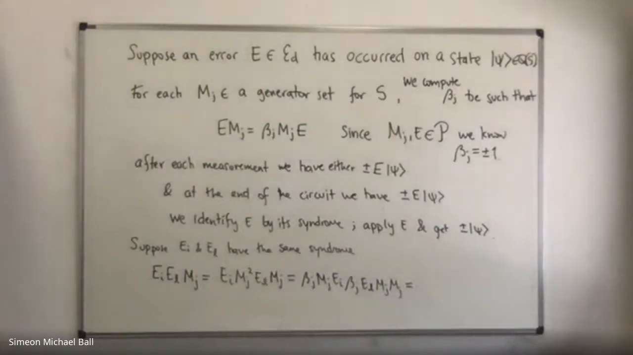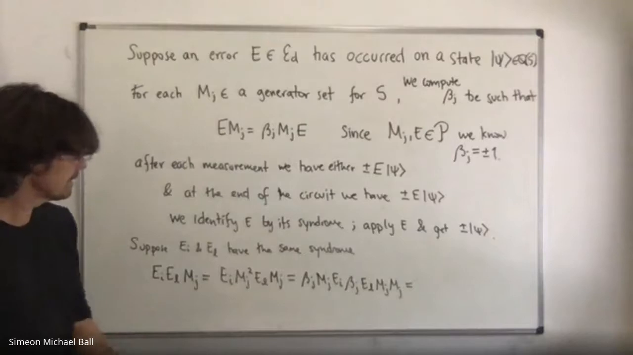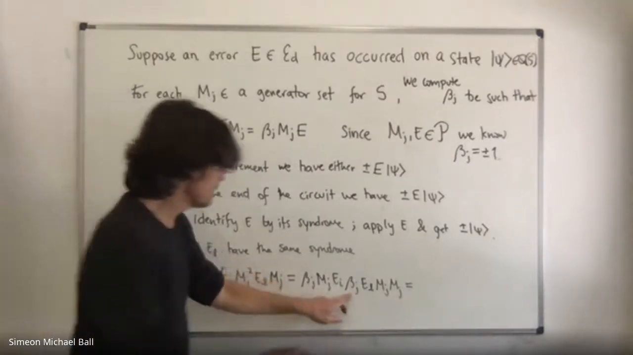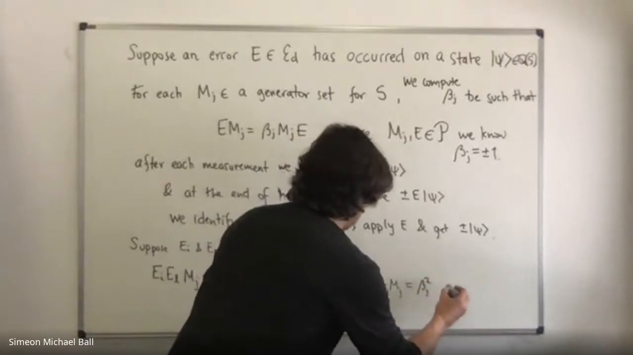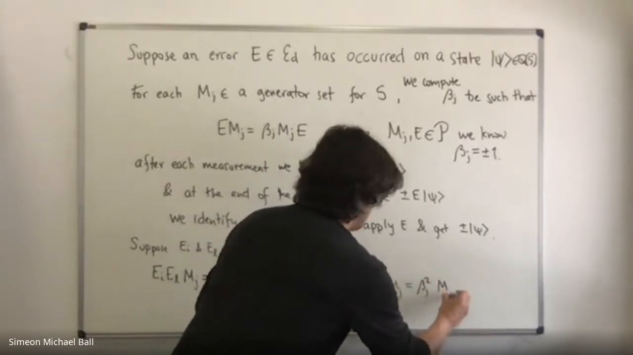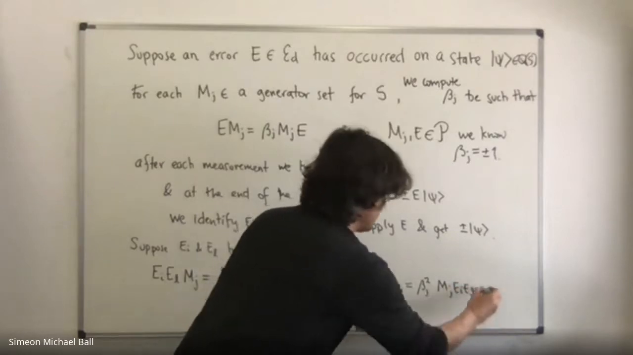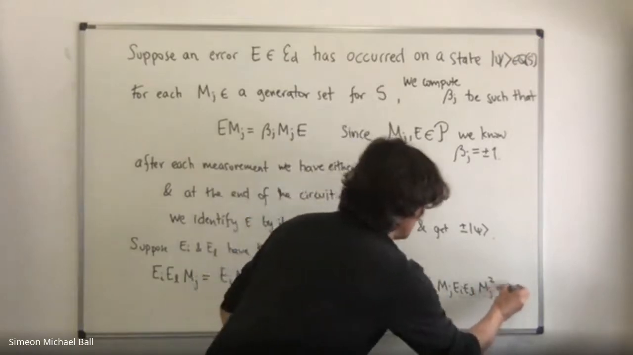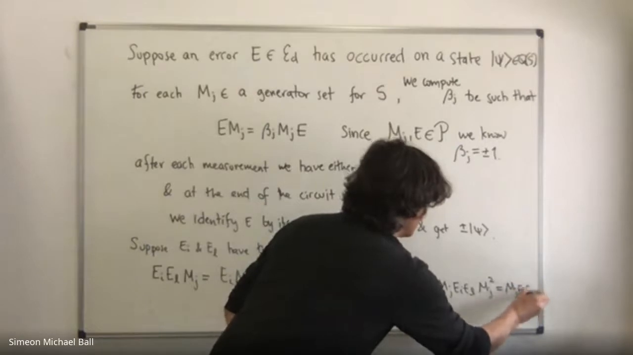Recalling that the squares of these Mj's are always the identity, and these beta j's are just plus or minus ones, that's going to be beta j squared, which of course is going to be 1. And here I have Mj Ei El. And here at the end I have Mj squared, which is 1. So this is just Mj Ei El.